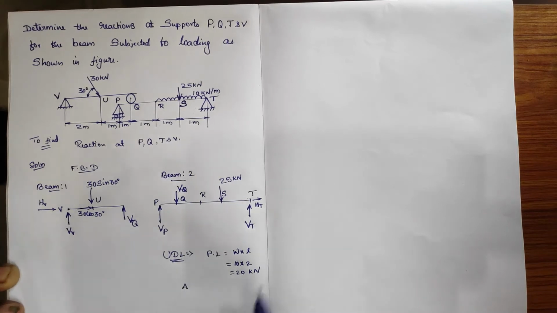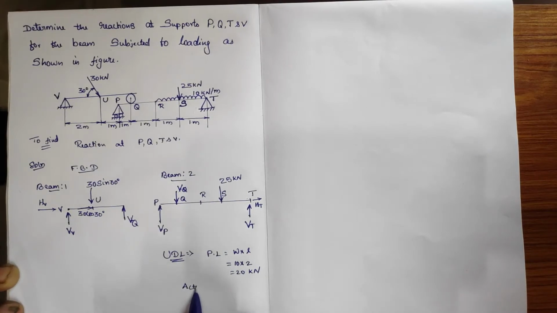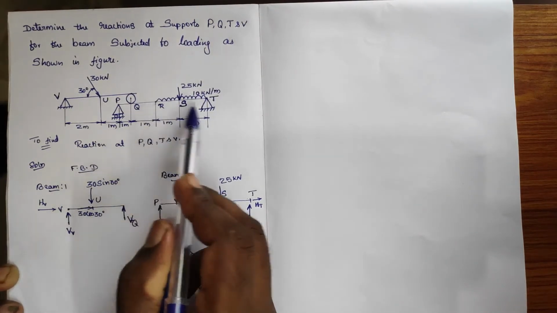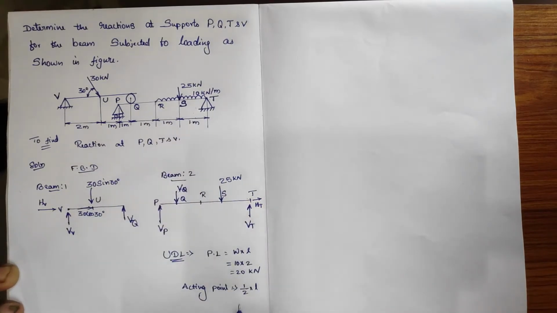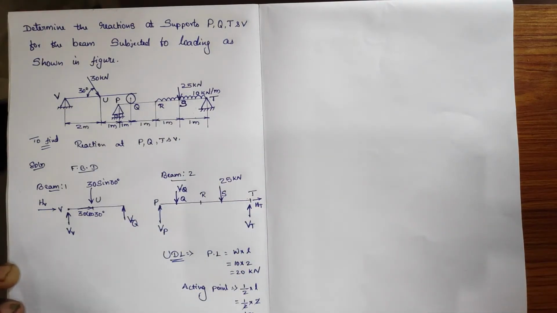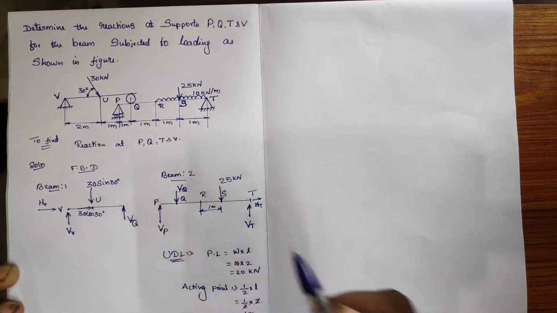So here we will get 20 kilonewton. And then the acting point, where it is actually located between R and T, can be calculated by the formula 1 by 2 into its length. It will be acting at the mid of its span. So R to T the distance is 2, so 1 by 2 into 2 we get 1 meter. So from R, 1 meter ahead the point load will be located.